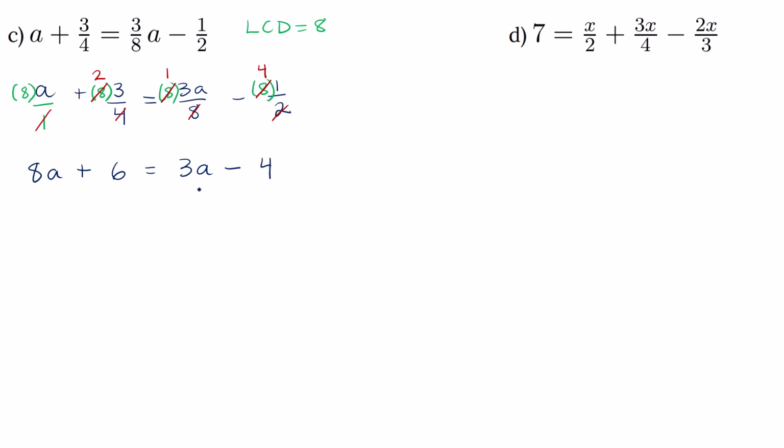Let's go ahead and finish solving this. So take away 3a, 5a plus 6 equals minus 4. Then move our 6 over, so take away 6 from both sides.